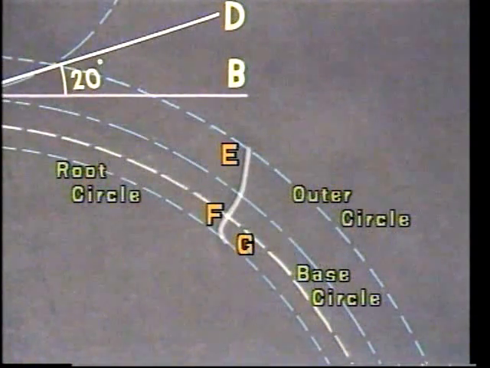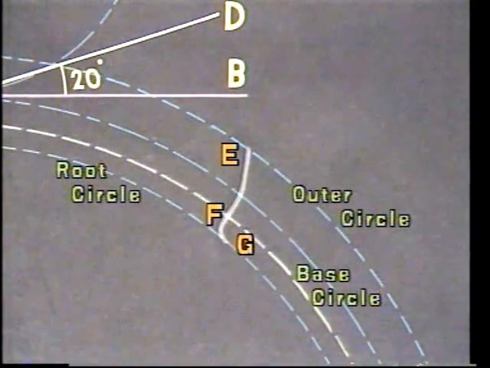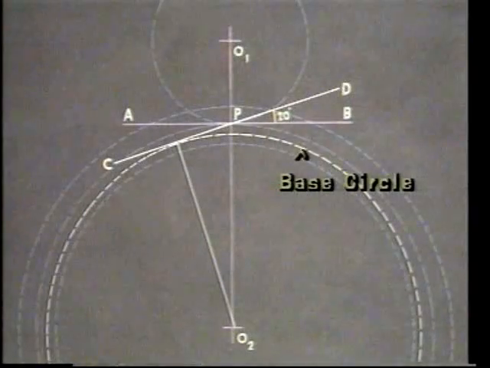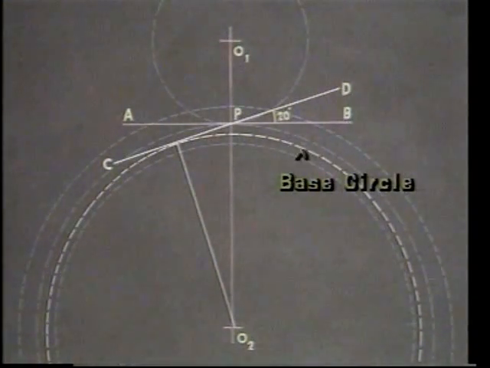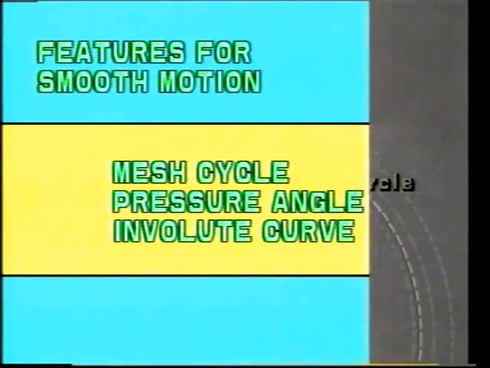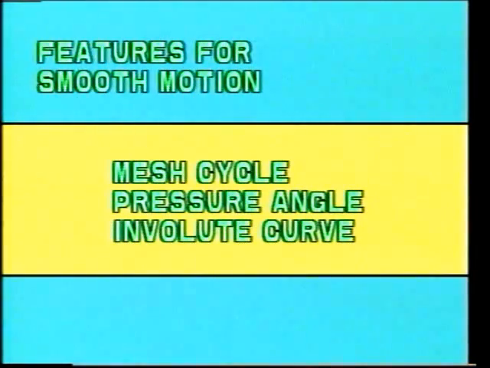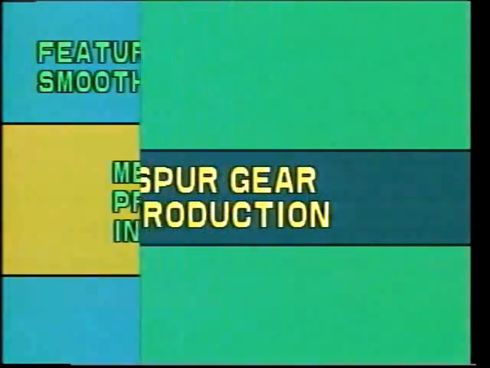The involute curve of tooth varies corresponding with the diameter of base circle of gear. Mesh cycle causes continuous engagement. Pressure angle determines the minimum number of teeth. Involute curve facilitates smooth sliding and rolling.